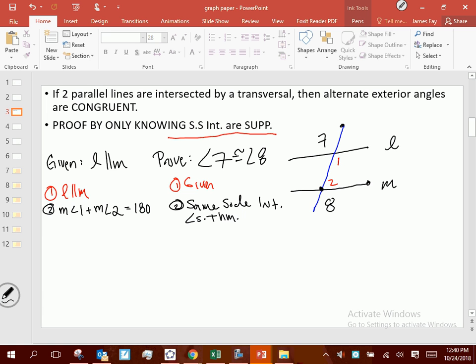You guys agree with that? Measure of angle 1 plus measure of angle 2 equals 180. Same side interior angles, not a theorem, my fault, postulate. Again, I don't care if you know it's a postulate or a theorem. I care that you know the fact is true. That is a postulate.